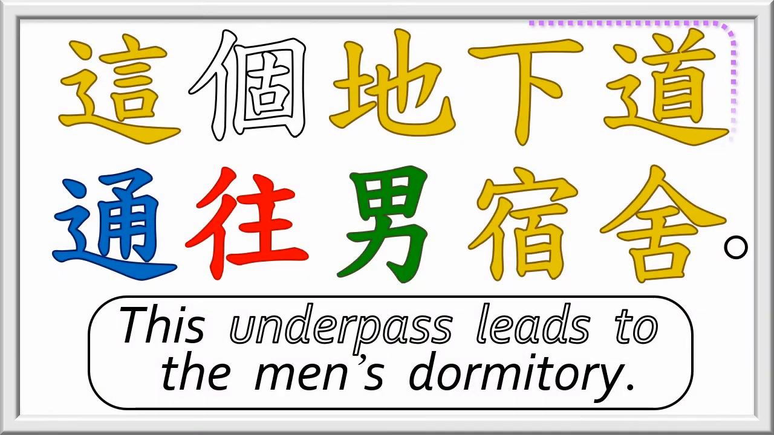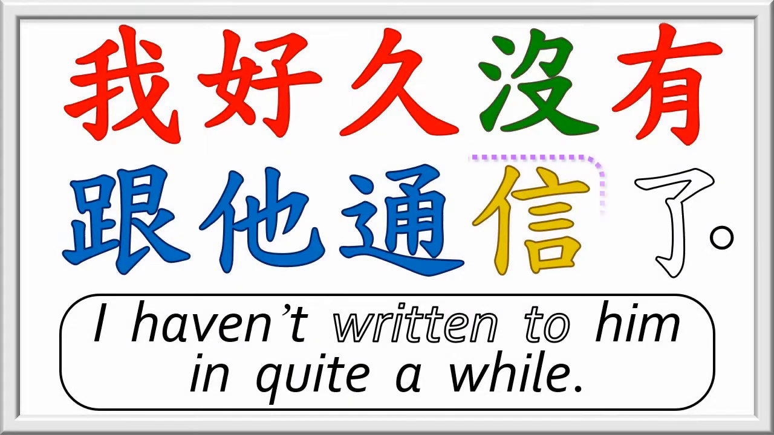This unobstructive movement of 通 can also mean to connect, communicate with, or lead to. 这个地下道通往男宿舍. This underpass leads to the men's dormitory. 我好久没有跟他通信了. I haven't written or communicated with him in quite a while. Another way to say communicate or let someone know is 通知.